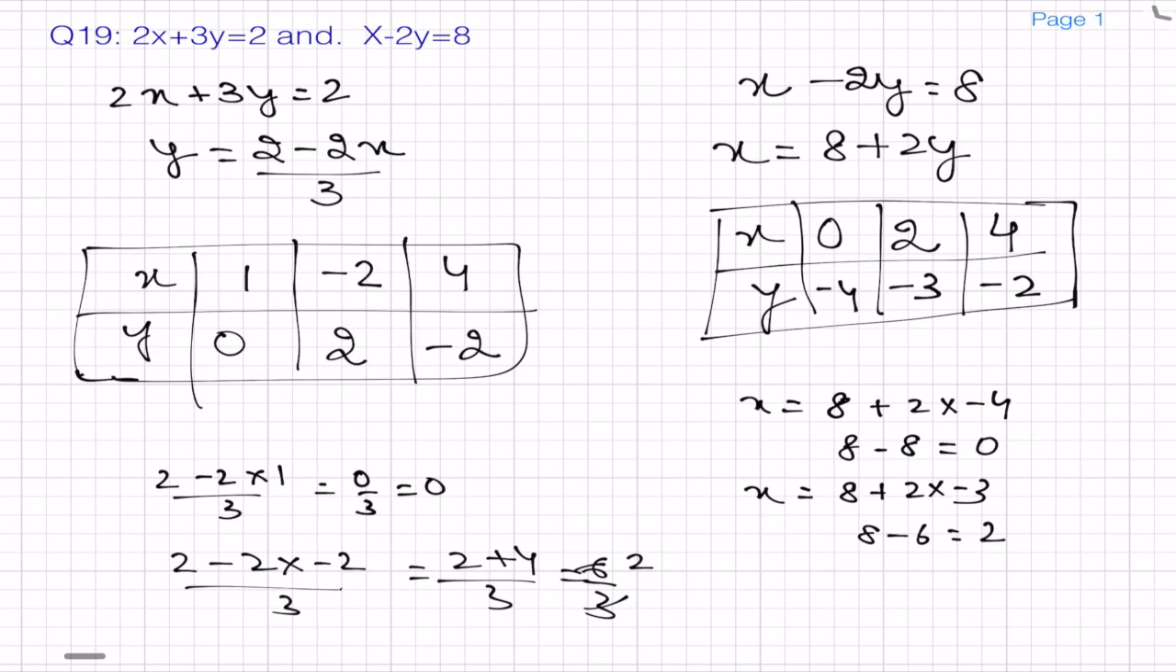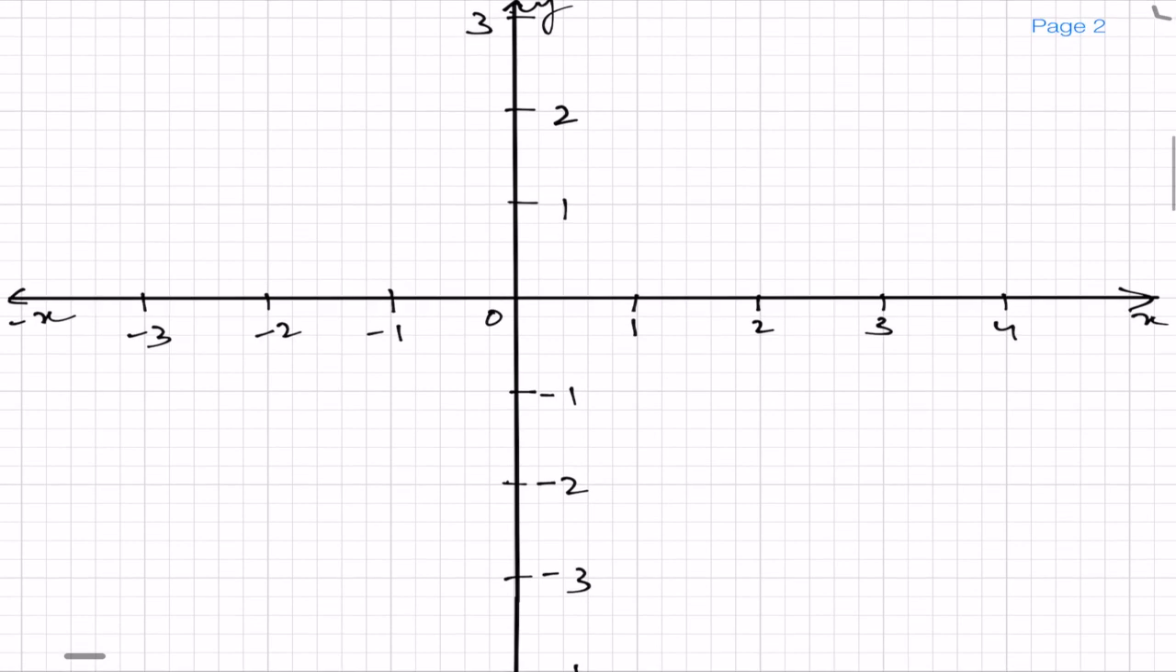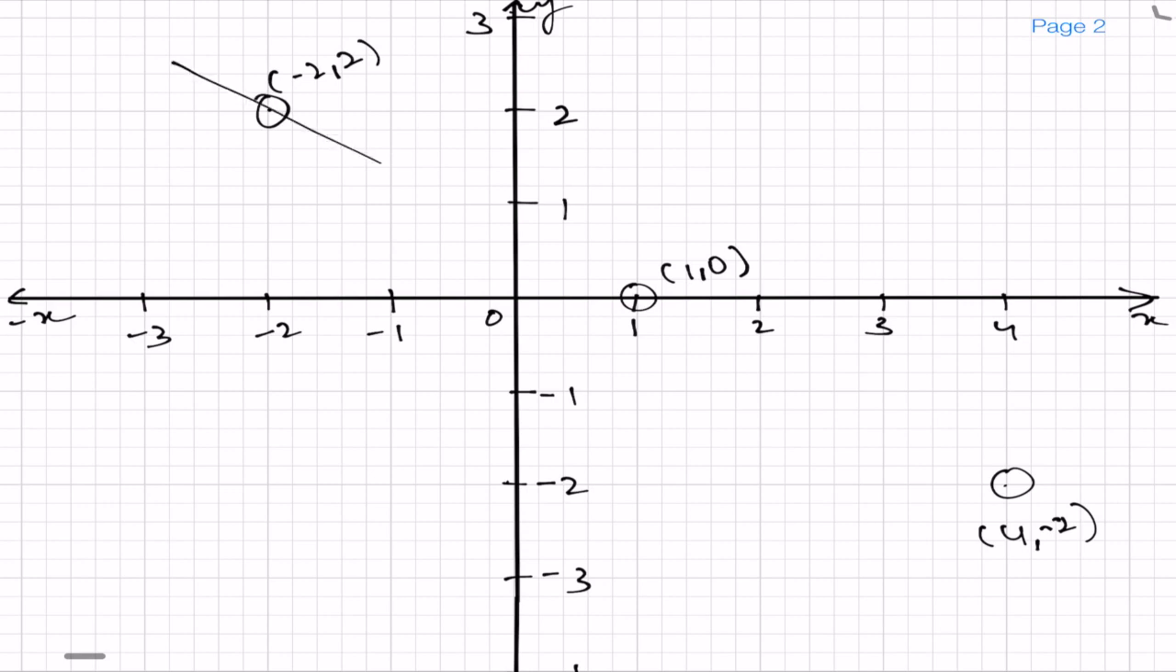Now we have to plot these values on the graph paper. So we'll come to the graph. First equation, that is 2x plus 3y is equal to 2. Their points are: first point was 1 and 0. X is 1, y is 0. Second is x is minus 2, y is 2. This point. Third point is x is 4, y is minus 2. 4 and minus 2 will be here in the fourth quadrant. Now we will join all the 3 points with the help of a scale, and we'll write down the equation of the line also. 2x plus 3y is equal to 2.